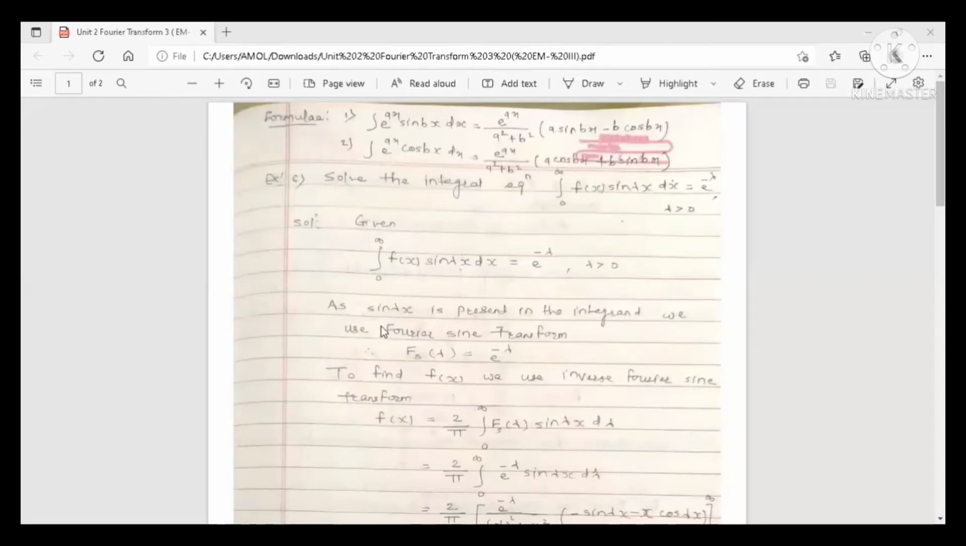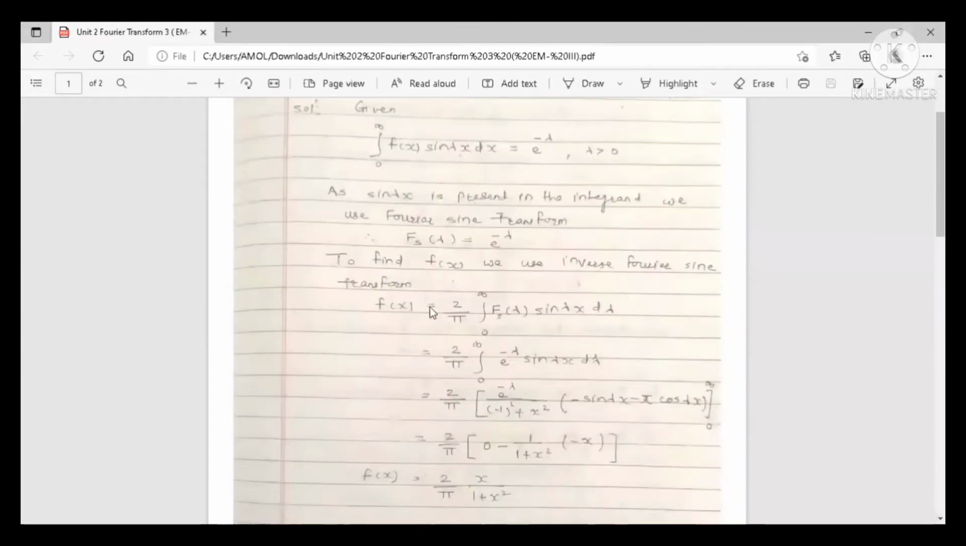This is clear from this integration. Now, as sine lambda x is present in the integrand, we use the Fourier sine transform, and so the value of the Fourier sine transform is equal to e raised to minus lambda. Now, to find f of x, meaning the inverse Fourier sine transform, we use the inverse Fourier sine transform formula: f of x is equal to 2 upon pi integration from 0 to infinity Fs lambda, f suffix s for sine transform, into sine lambda x d lambda.